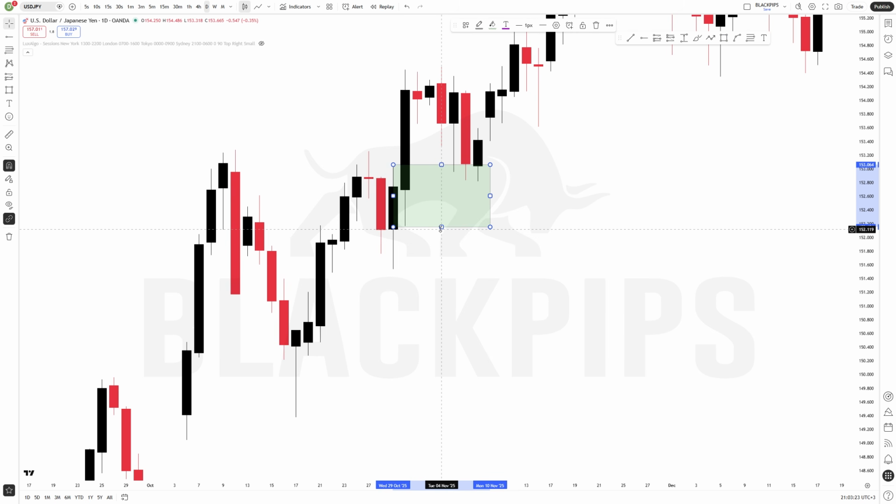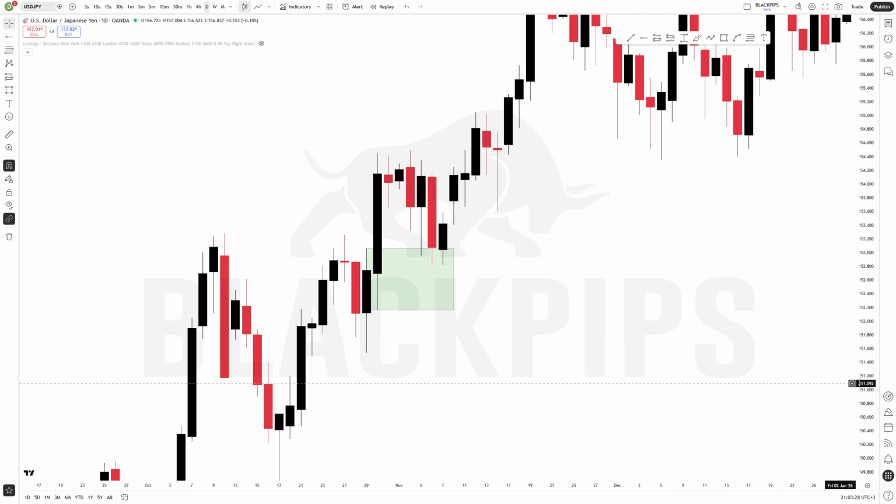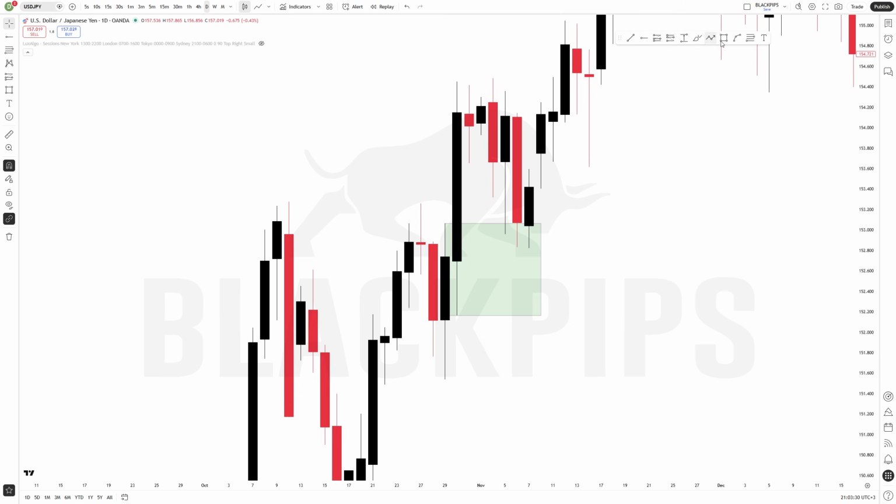So I marked that area of focus like that, and the price came to react to it, not even 50%. If you measure from this point to this point, it was not 50% consumed. The price just came and reacted to it about 10%.